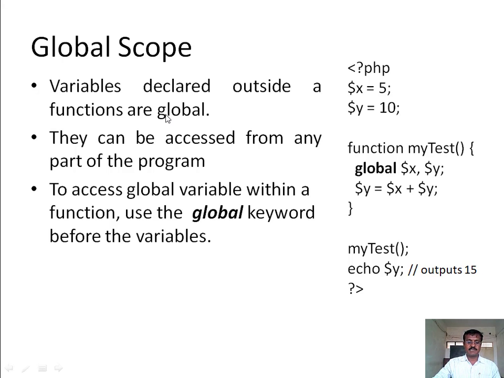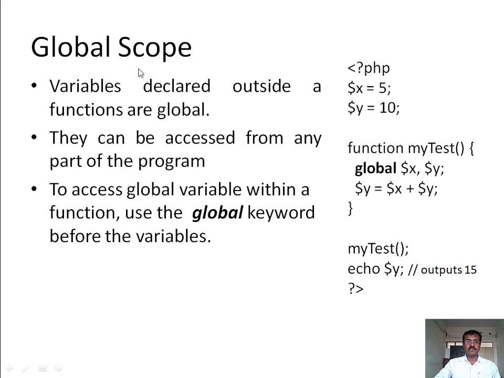They can be accessed from any part of the program, but by default they are not available or accessible inside a function. To allow a function to access a global variable, you can use the global keyword inside the function to declare the variable within the function. To access a global variable within a function, use a global keyword before the variable.